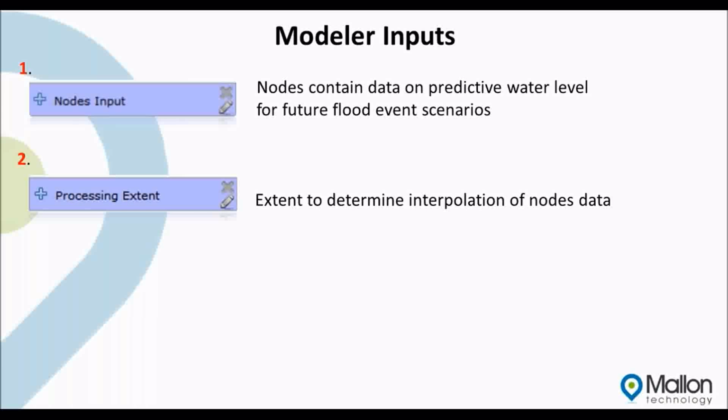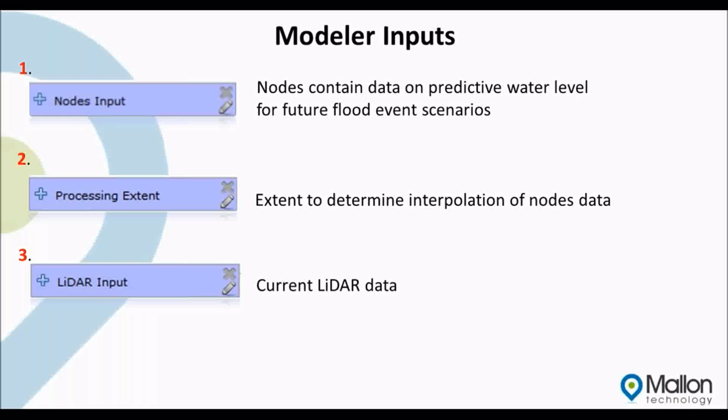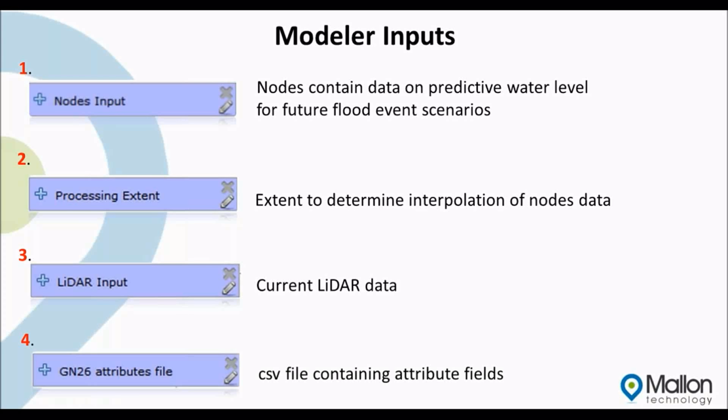The second input is process and extent. So you're basically going into GIS and telling it what extent you'd like for the processing and interpolation of the nodes data above. Third input is LiDAR. You need to obtain current LiDAR data, which you'll use as a baseline for the current scenario, and you'll then take that away from the interpolated nodes data, which will give you your rough flood depth output before it's cleaned up.